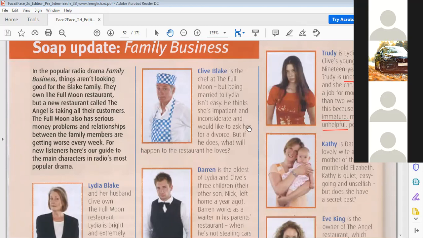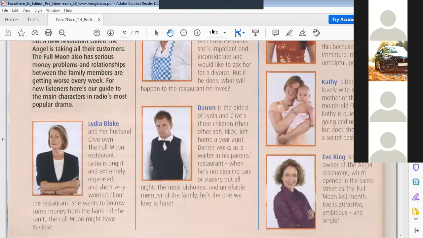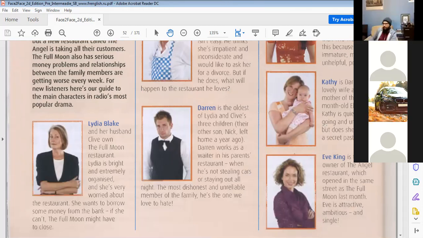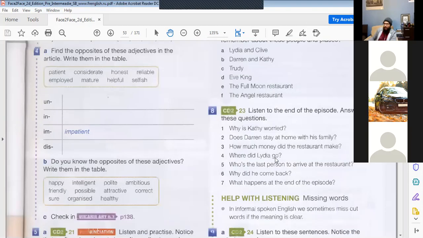Okay, let's take a look at Kathy and Eve King. Can you find any adjectives with a prefix here? Unselfish. And that's all. Correct. Okay, so we found all of them. Now let's take a look at the other group here in this box.